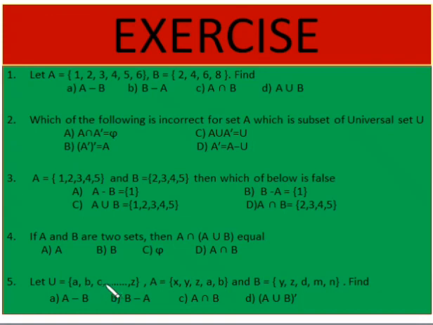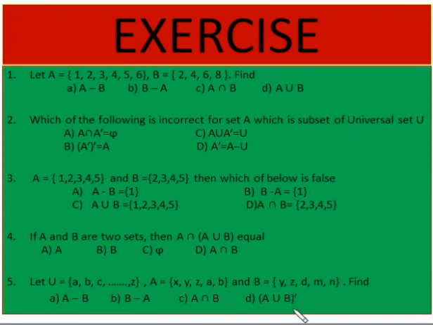Now let U be A, B, C up to Z, and A is equal to X, Y, Z, A, B and B is Y, Z, D, M, N. Find A minus B. We remove the common elements Y, Z and get X, A, B. B minus A, we remove the common elements and get D, M, N. A intersection B, what is the common element? That is Y and Z. Now A union B complement, we join these elements X, Y, Z, A, B, D, M, N, and the remaining elements from U are its complement.